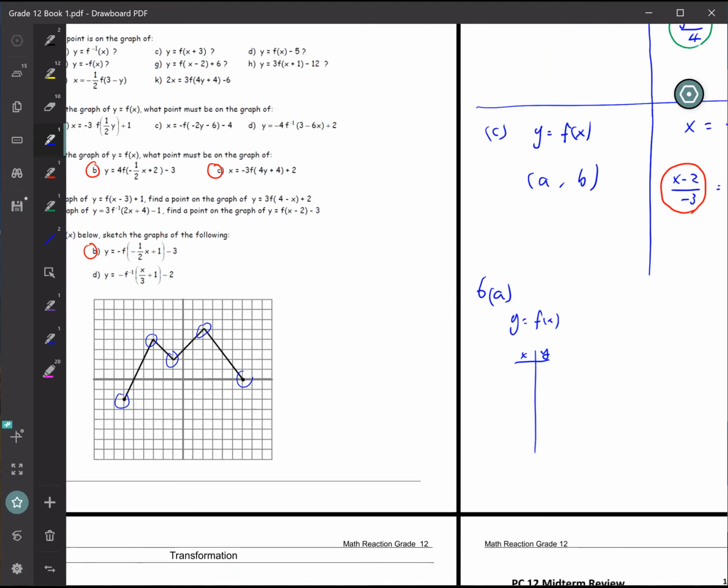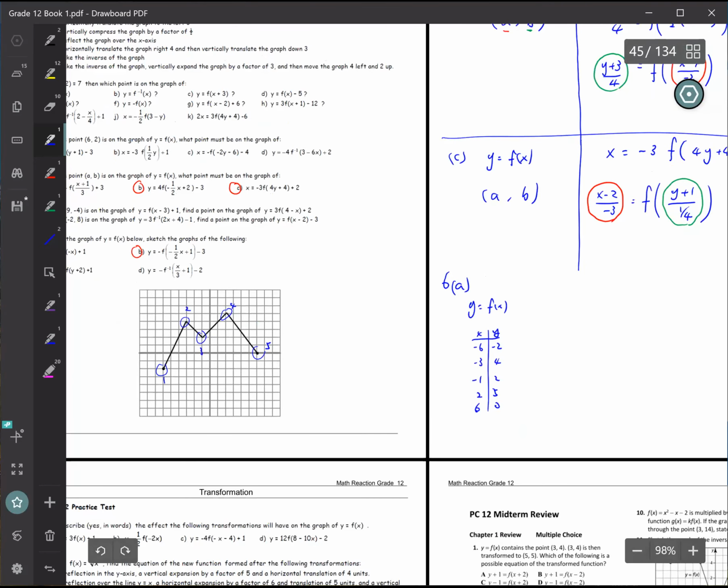Ivy? We go from left to right. 5 points. Yeah, the 5 points. 1, 2, 3, 4, 5. Is it (-6, -2), (-3, 4), (-1, 2), (2, 5), (6, 0)? 6, 0. Okay, perfect. And then we are going to get the new table.